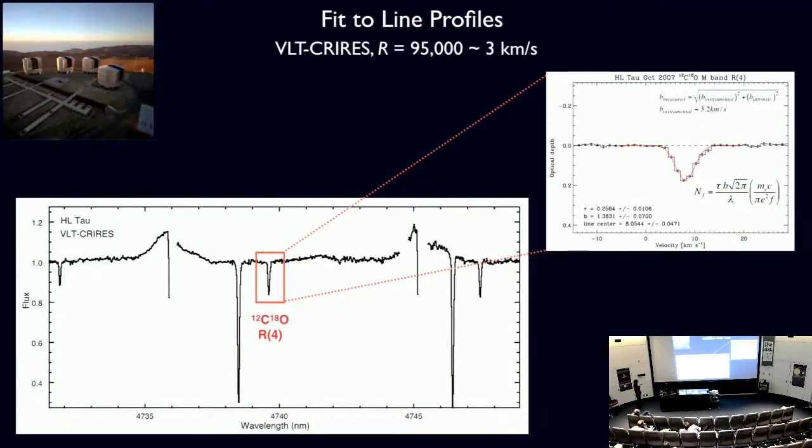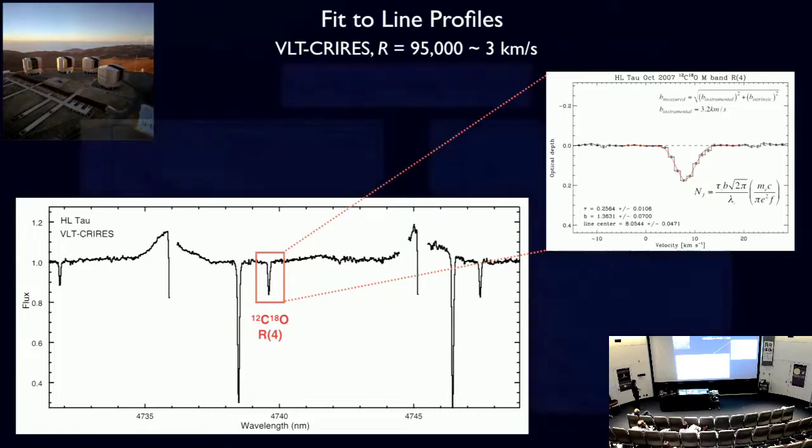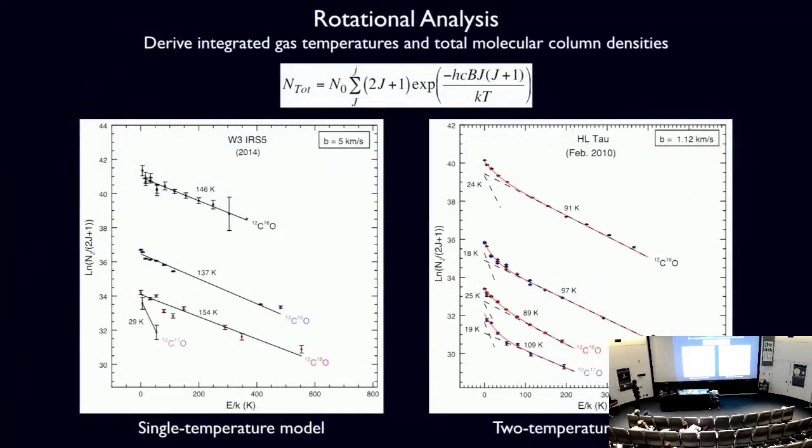With CRIRES and with iShell, we're able to use the line profiles themselves because it's high enough resolution. In this case, we just fit a Gaussian, and we measure the column density. We can measure the width of the line and the optical depth, and we can pull out the instrumental broadening, and then we can get a very precise column density that way. It's really straightforward. It's really nice to do, and I'm excited to do it for the iShell data. Eventually, we get a total column density by assuming a Boltzmann distribution.